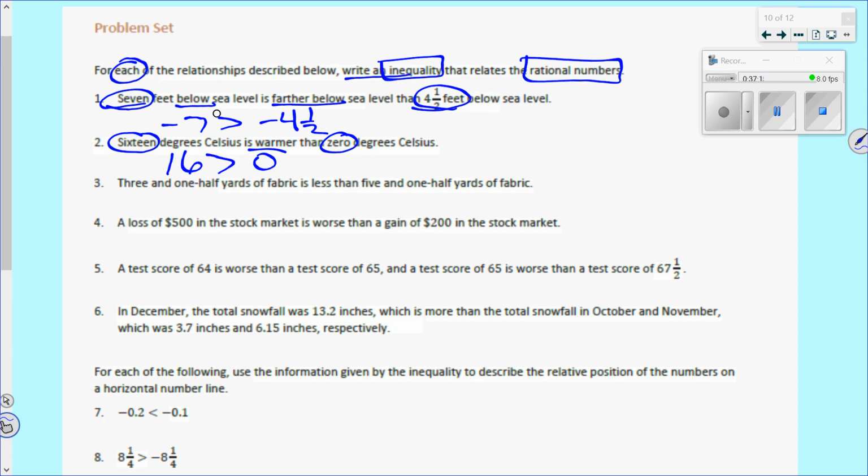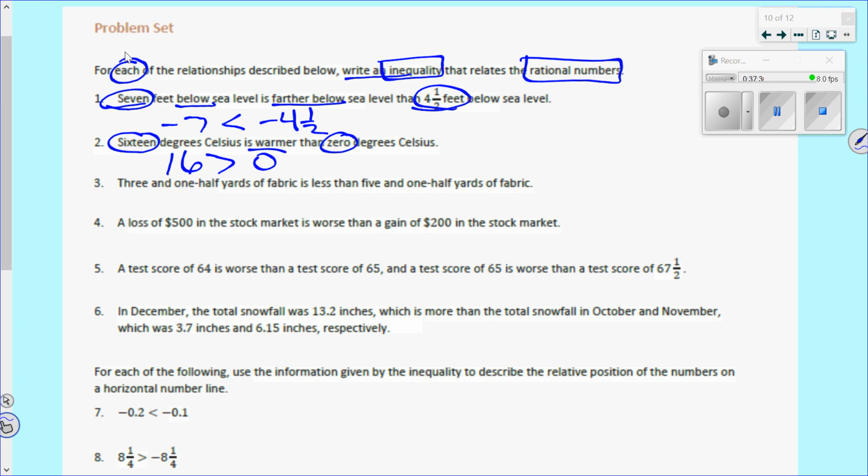Guys, the first one was wrong. -7 is less than -4.5. That's why I went almost all the way through the next one to see if anybody would speak up and say something. Nobody did. Remember, on the negative side, the bigger the number is, the smaller it is, because it's further left.